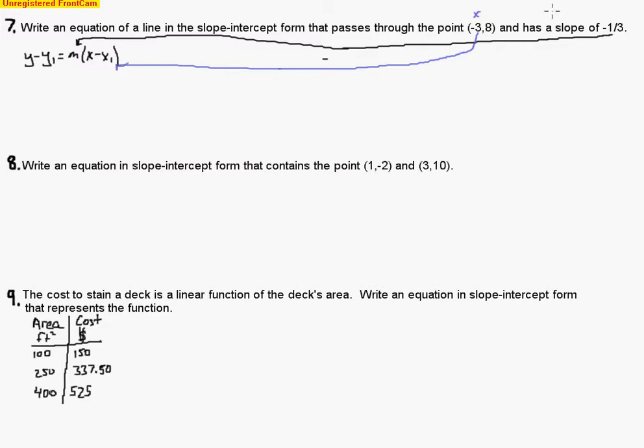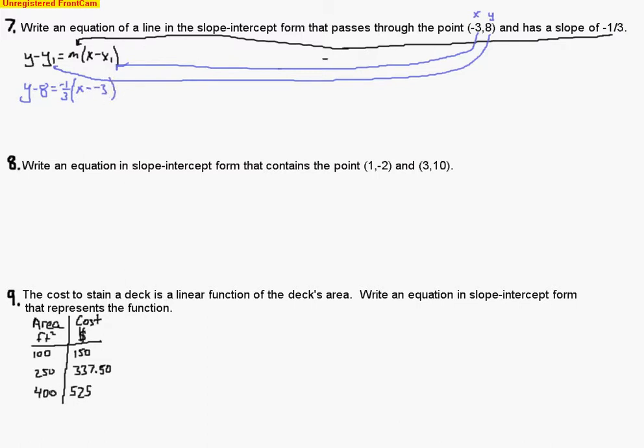And we're going to take this y value, this 8, and that one goes all the way over to almost the first position in the equation. So let's go ahead and do that substitution and see what's left over. We've got y minus 8 equals the slope. Now the slope is negative 1/3, and we're multiplying that by x minus negative 3.